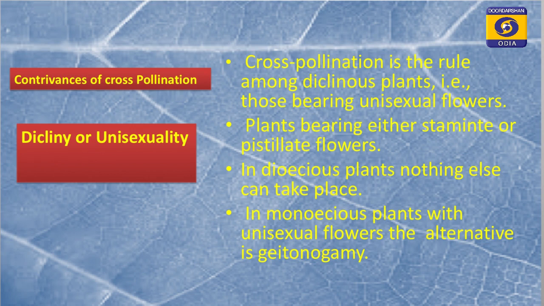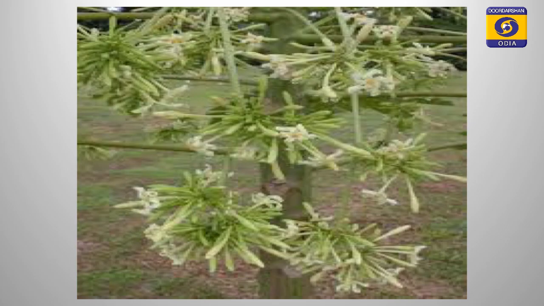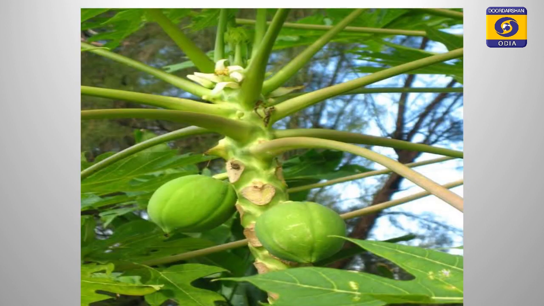Now, there are certain plants which are dioecious in nature. That means a separate male plant and a separate female plant exist in nature. So, cross pollination is the rule among the diclinous plants, plants bearing either staminate flowers or pistillate flowers. There is a separate male plant and another female plant. Let us have a look. Now, this is a papaya plant with only male flowers. Now, this is another papaya plant with only female flowers.